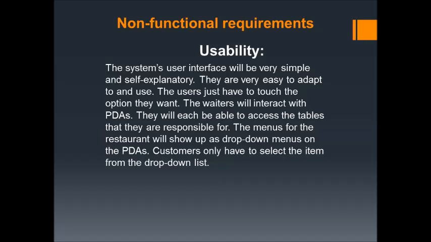Non-functional requirements. Usability. The system's user interface will be very simple and self-explanatory. It is very easy to adapt to and use. The users just have to touch the option they want. The waiters will interact with PDAs. They will each be able to access the tables that they are responsible for. The menus for the restaurant will show up as drop-down menus on the PDAs. Customers only have to select the item from the drop-down list.